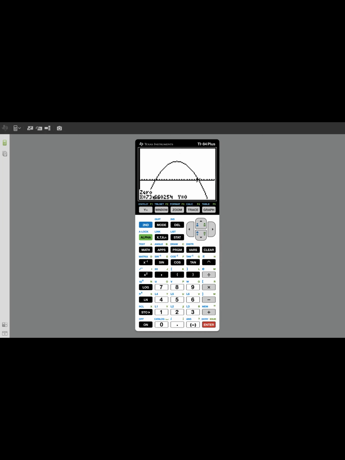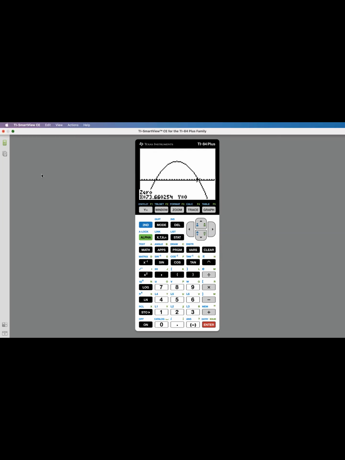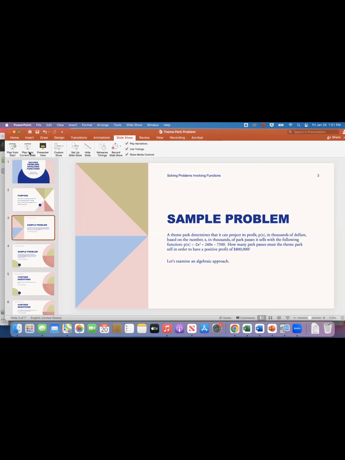Okay. So again, what that's showing is for the park to have a profit of $800,000, they have to sell those numbers of tickets. So this indicates that they have to sell approximately 73,660, and then we have the other solution as well. Okay. Now let me go back to my presentation.